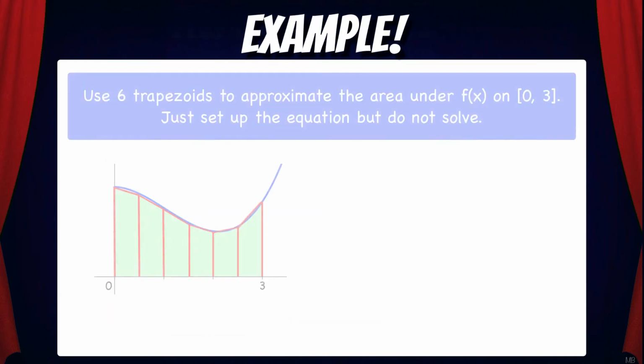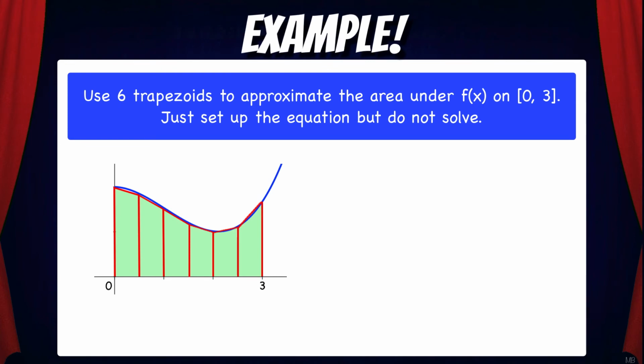Let's do an example problem. Use 6 trapezoids to approximate the area under f of x on the interval 0, 3. Just set up the equation and don't actually solve. The first thing we need to do is figure out the delta x, the height of each trapezoid. Remember, what we're going to do is take b minus a over n, where a and b are the endpoints of the interval. So in this case, it's going to be 3 minus 0 divided by 6 because we want 6 trapezoids, and that equals 1/2.